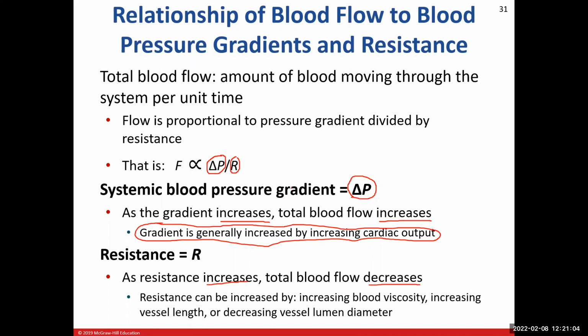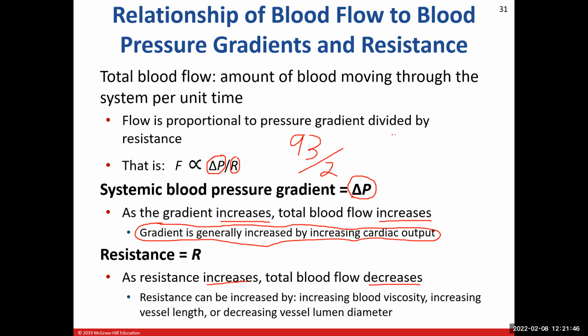This is another equation you need to know. Flow is going to be proportional to the pressure gradient divided by resistance. So if the pressure gradient stays the same, how do I determine the pressure gradient? See what the MAP, the mean arterial pressure, is going to be, and then see what the venous pressure is going to be. And usually it's going to be the vena cava, which is 0. So if the pressure is going to be 93, and that stays constant, we're going to divide that by the resistance. So say resistance is normally measured at 2, for example.